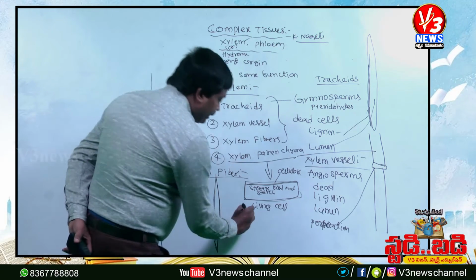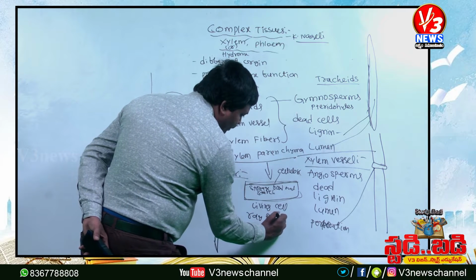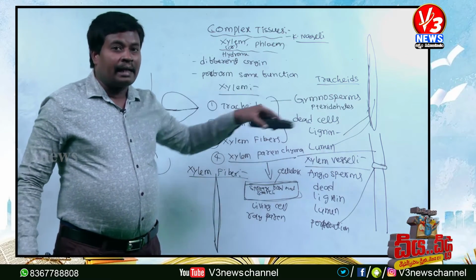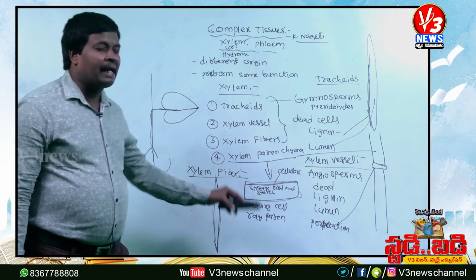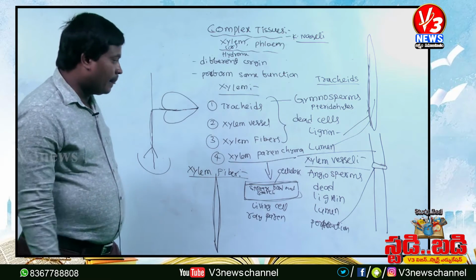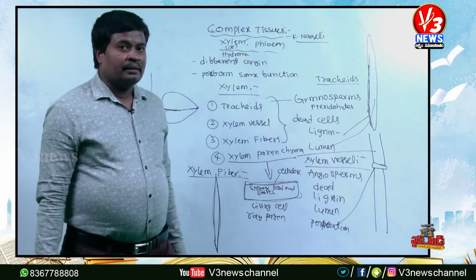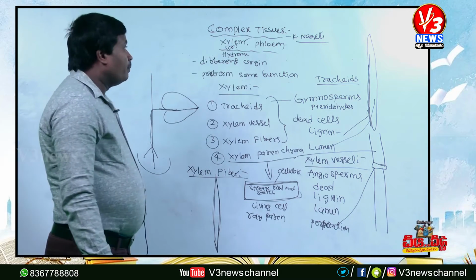The ray parenchyma. Ray parenchyma means the parenchyma arranged laterally. Lateral means lateral side, which is useful for the lateral conduction of water and minerals. And this is about the xylem complex tissue.